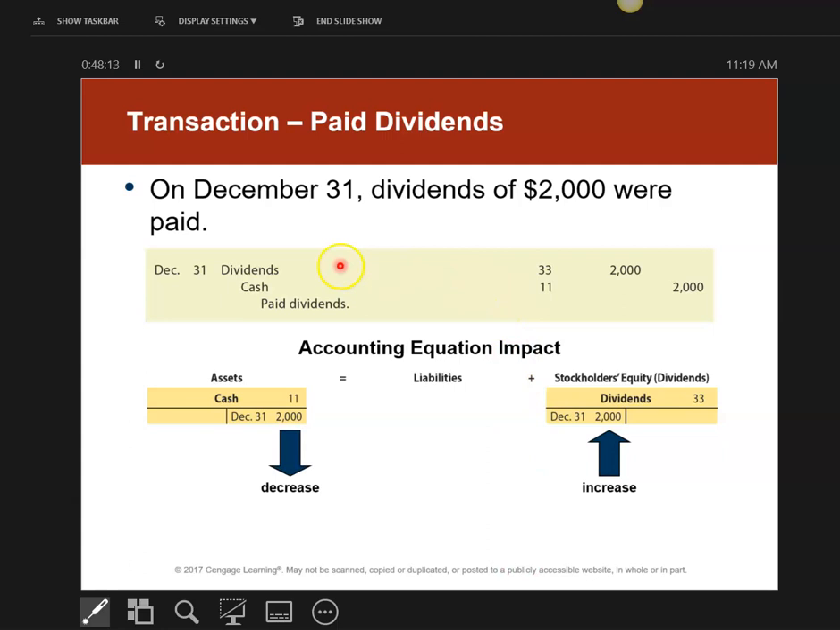Okay, last transaction, I paid $2,000 of dividends. So I spent money, I credit it, and dividends is only a debit until I tell you otherwise. And here's the effect on the accounting equation. So what I'm going to show you next are going to be the general ledger accounts after all of these journal entries were posted.